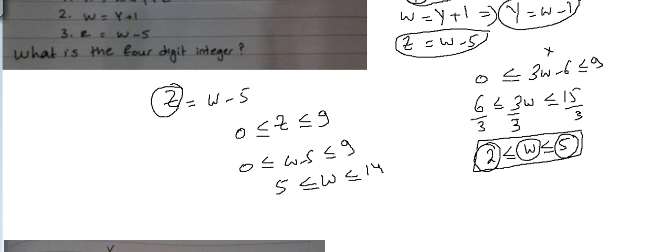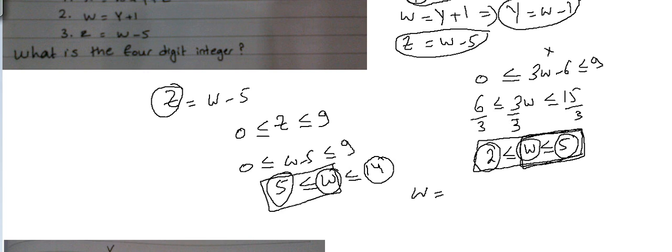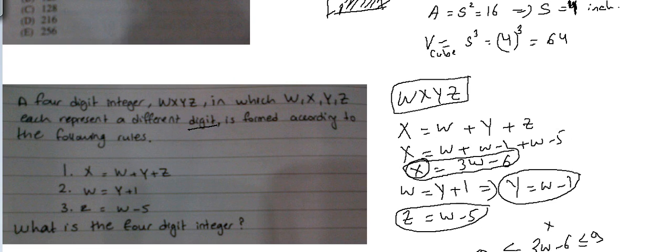It will be 14, right? So W should be less than or equal to 14, and greater than or equal to 5. Between greater or equal 5 and less than or equal 5, we have just a common number, which is 5. So W should be equal to 5. If we find W, we found them all. W should be equal to 5.